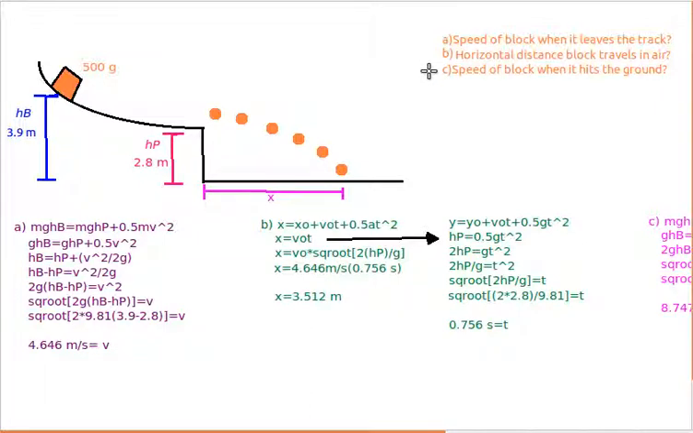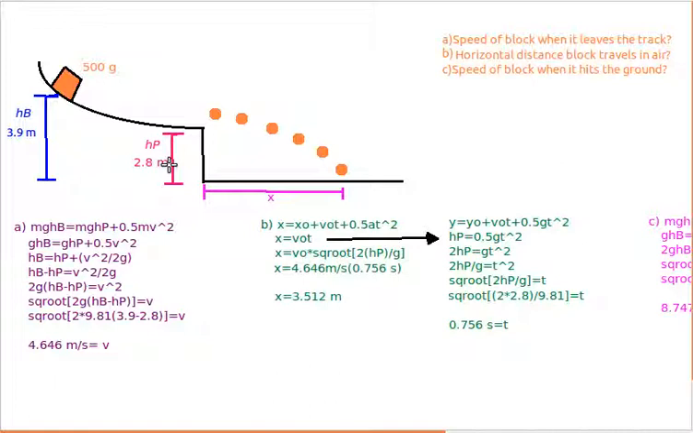So first, looking at our diagram, we have a 500-gram block that starts at rest at 3.9 meters. And this height will be indicated by HB, B standing for blue, just to differentiate between the two heights. And then the lowest height of the track right before the block would leave, this height, is 2.8 meters, which we are going to call HP, or height pink.